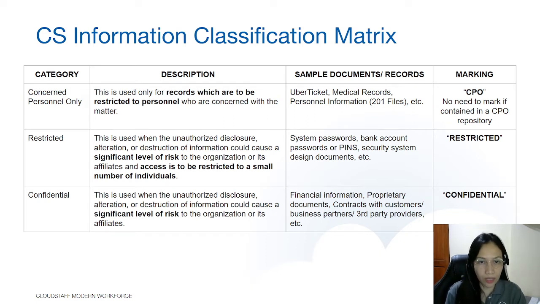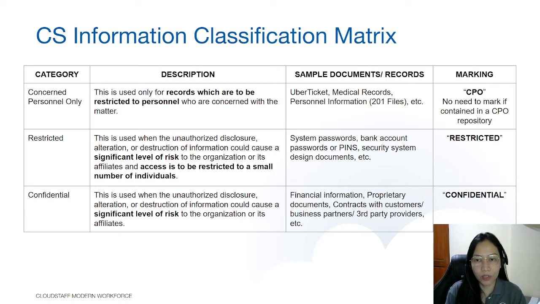Next is the restricted. So this is used only when the information could cause a significant level of risk upon unauthorized disclosure, alteration, or destruction. These are sensitive information intended only for those with a business need to know. So access is to be restricted to a small number of individuals, such as bank account passwords, security system design documents, etc.